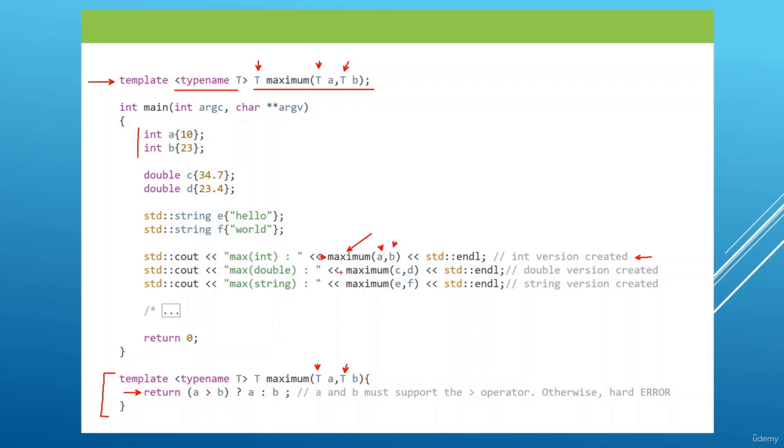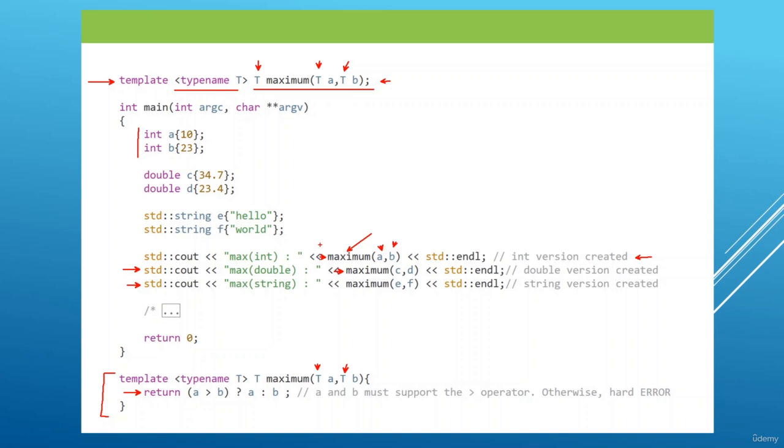If we issue a call with C and D like we do here in the second line here, then the compiler is going to see that C and D are of double type. So it is going to generate another function from this blueprint here, and it is going to replace in double. Then we're going to have another double function. If we go to the third line here, we're going to do the same. We're going to call it with strings, and it is going to generate a string version of the maximum function here.